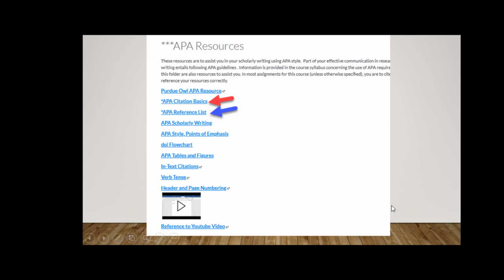In that first week, I have a resource that says APA resources, so I do not have to put it in every week, but you really do want to take a look at the APA citation basics and the reference list. So this will be very important that you do follow this.